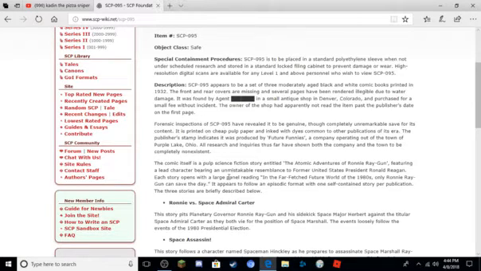Each story opens with a large panel reading, "In the far-fetched future world of the 1980s, only Ronnie Reagan can save the day." It appears to follow an episodic format with one self-contained story per publication. The three stories are briefly described below.